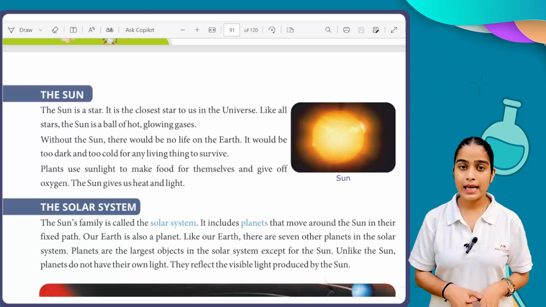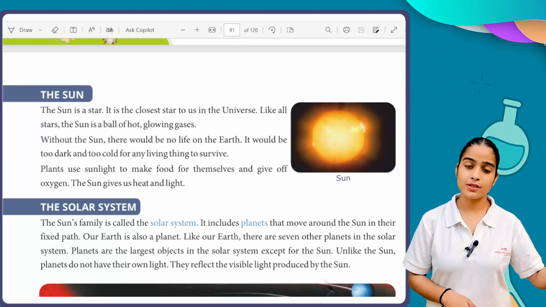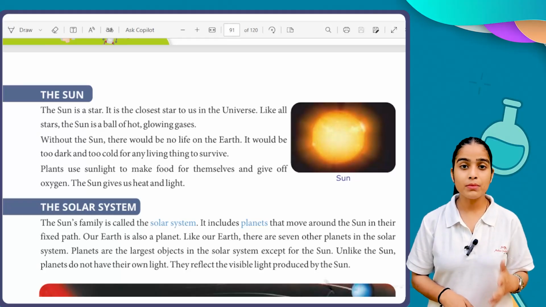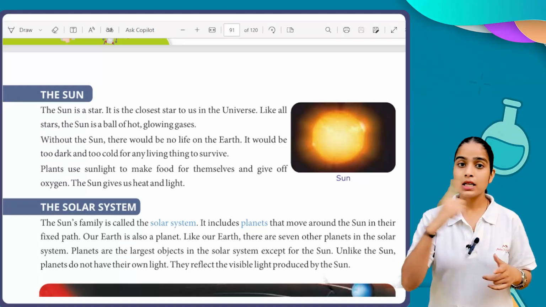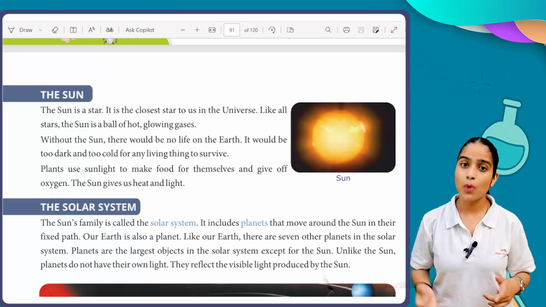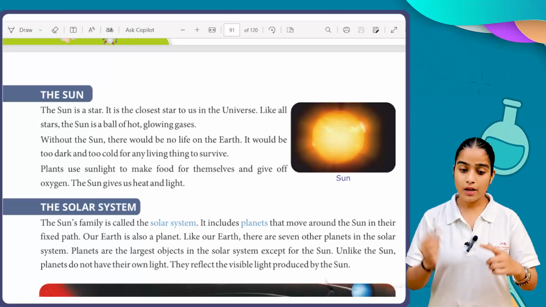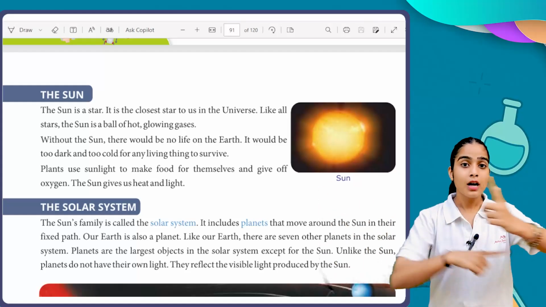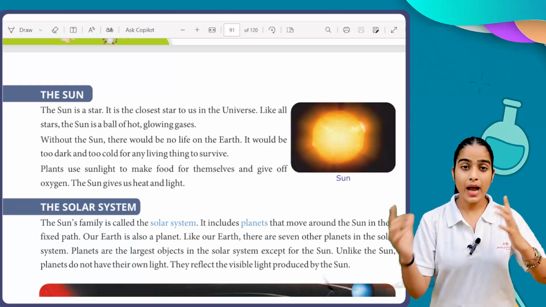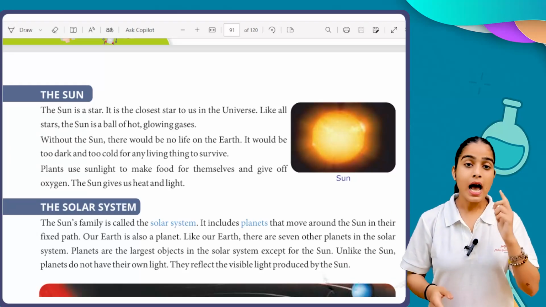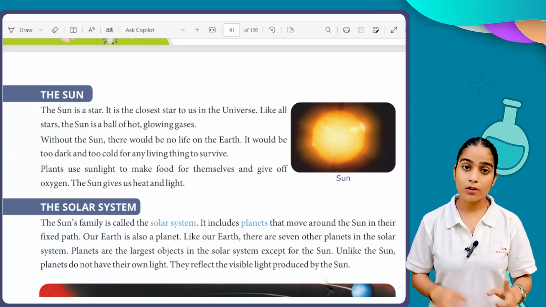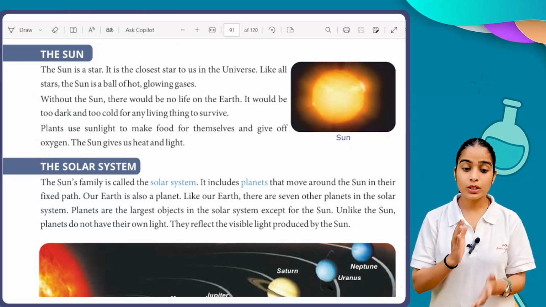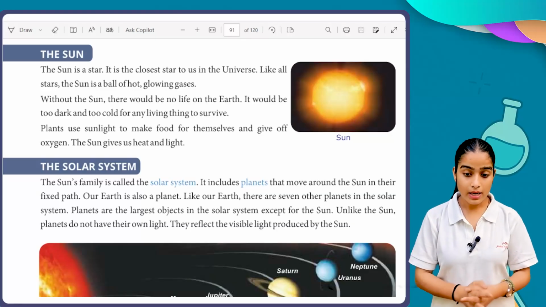So the family of the sun is referred to as the solar system, in which we have the planets, the family members of the sun, which always rotate around the sun in a fixed path. They cannot change their path. If the distance is 5 centimeters, they have to rotate at that 5 centimeter distance only. And the earth is also a planet, and it also revolves around the sun. Next, we understand that we have a total of 7 other planets in the solar system.